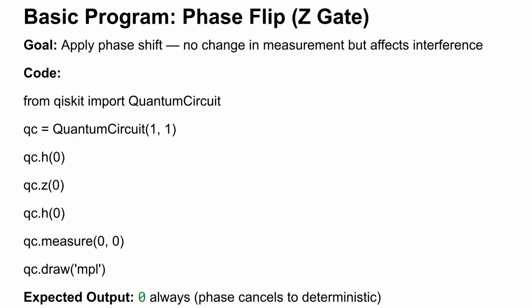This program demonstrates the phase flip using the Z gate. While it doesn't change the measurement outcome directly, it affects interference. In this specific circuit, the phase shift is designed to result in a deterministic output of 0.